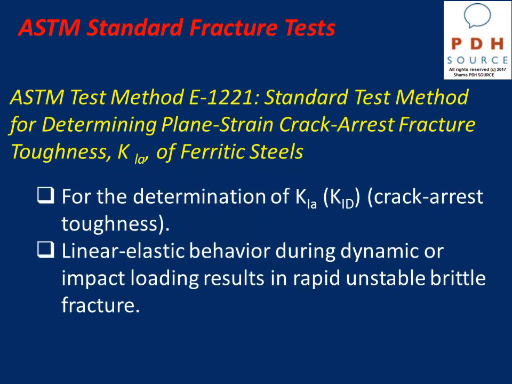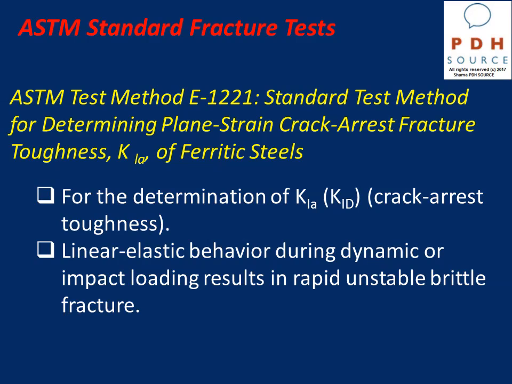The next test is ASTM test method E-1221, standard test method for determining plane strain crack arrest fracture toughness, K1A of ferritic steels. K1A sometimes is referred to as the crack arrest toughness. It is either K1A or K1D.